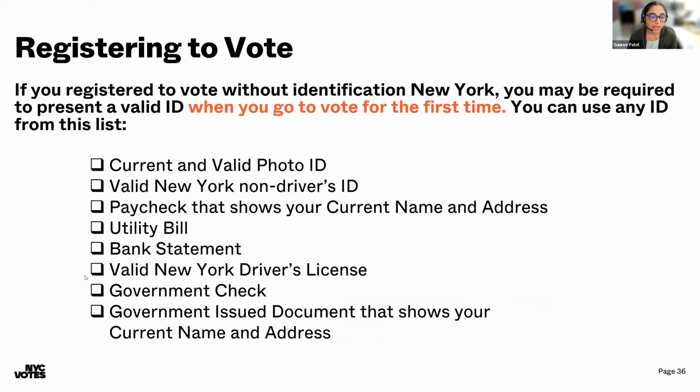And you may be asked, when you first go and vote in person, to provide a piece of identification that can include any of the following. So a current and valid photo ID, a valid New York non-driver's license ID. It could be a paycheck with your current name and address, utility bill, bank statement, government check, and so on. Something that can verify both your name and address.